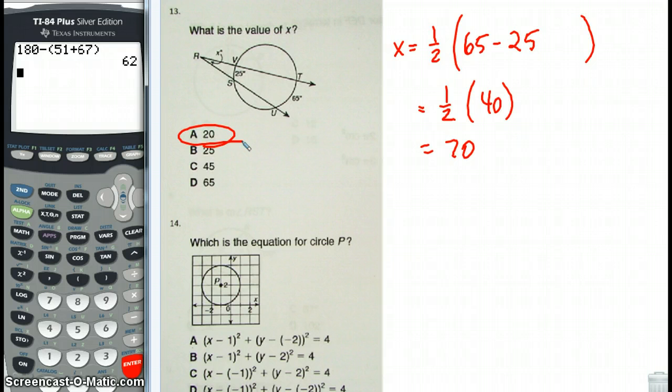For number 14, what's the equation of the circle? The key thing here is that you can see that the radius is 2. So r squared is 4. And it looks like they all have radius of 4. So we can't get rid of any of the answers yet.